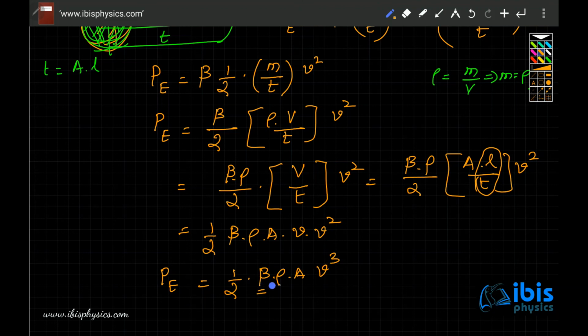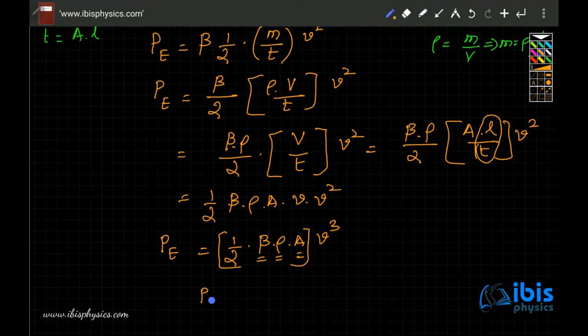Beta is the fraction converted, rho is the density of the air, and A is the effective area of cross section of the windmill that is converting the energy. So all are constants. Hence the electrical power output is equal to some constant into V cube. Hence the electrical power output is proportional to V cube, which is our option C.